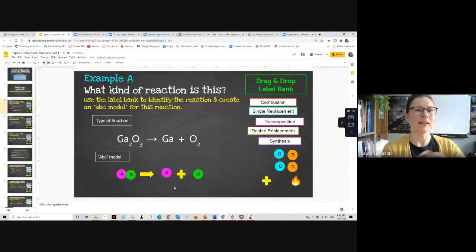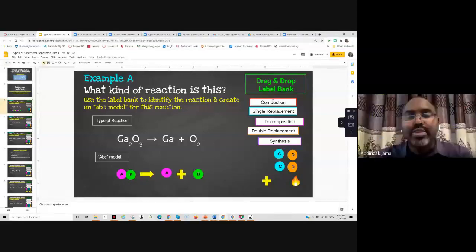So based on the video and the sync meet that we did this kind of stuff together last week, does anybody remember what it's called? What kind of reaction we have when we start with a single substance that breaks apart into two or more pieces? Does anybody remember which of these is called?